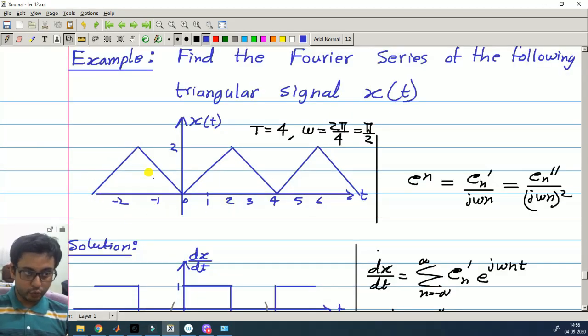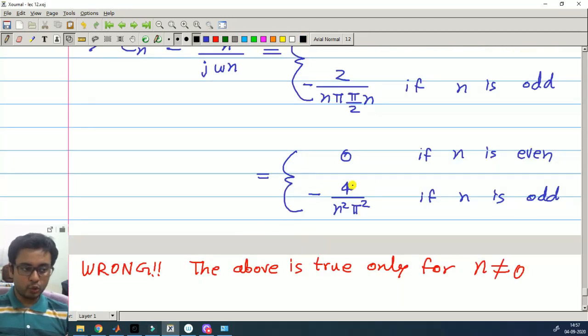That means the Fourier coefficients of this signal, but that is wrong. Almost correct, but not completely correct, because this rule Cn equal to Cn prime by j omega n is only applicable if n is not equal to 0. So if n is equal to 0, we have to calculate C0 separately, not using this rule. So this is true only if n is not equal to 0.